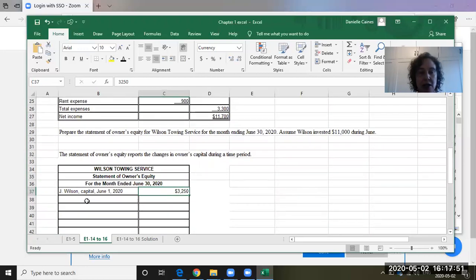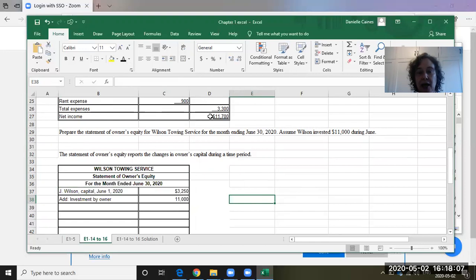Then they told us that the owner invested $11,000. So we can add that. So add investment by owner, $11,000. The other item that we're going to add is this net income, because we made money.